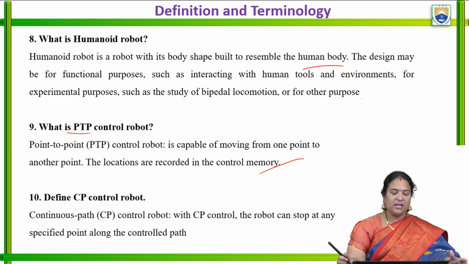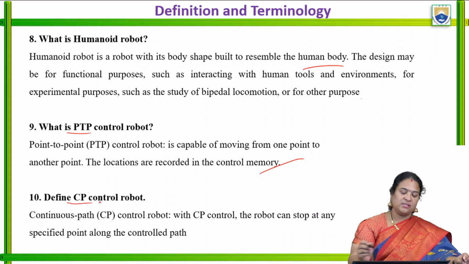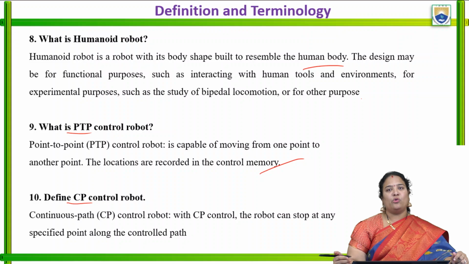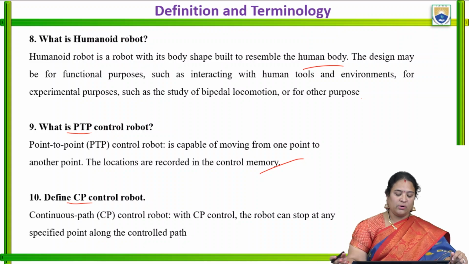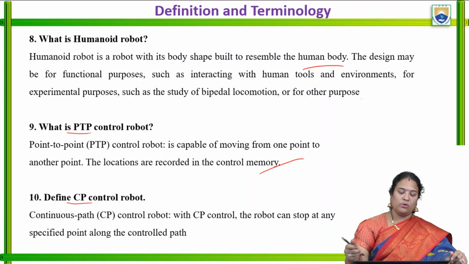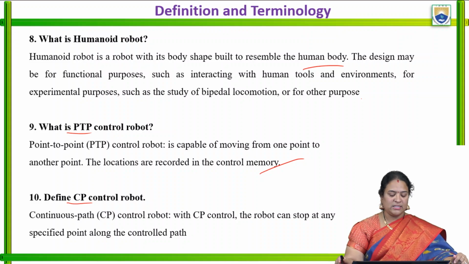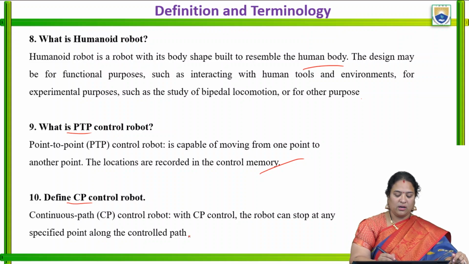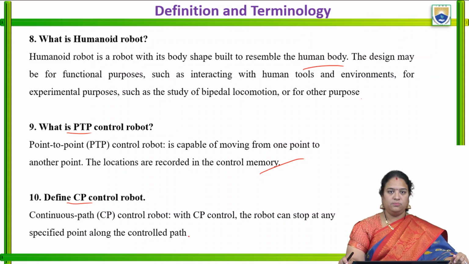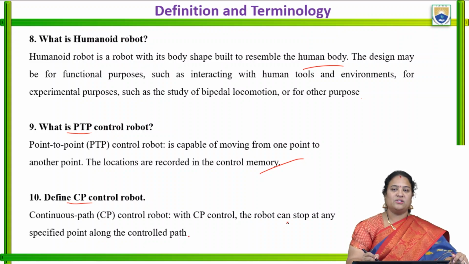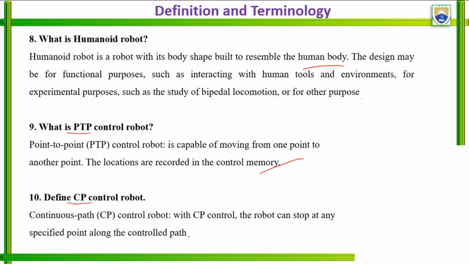Next, define CP control robot. What do we mean by the term CP? It is a continuous path. That is, any particular robot where the program is given, where the robot has to do a continuous operation. That particular form of the robot is known as a continuous path control robot. With continuous path control, the robot can stop at any specified point along the controlled path. Such a type of robot is called a continuous path controlled robot.